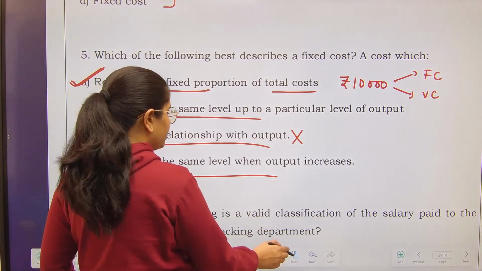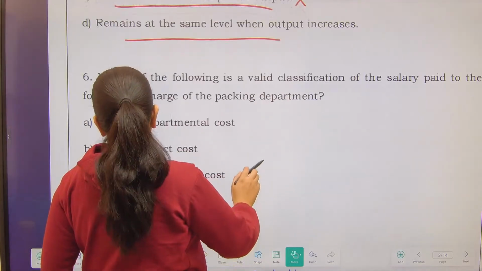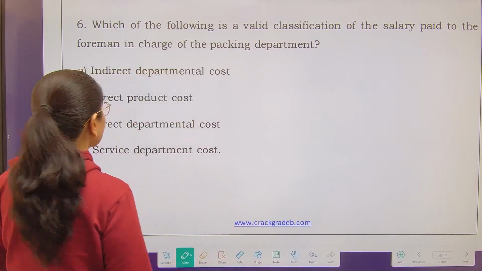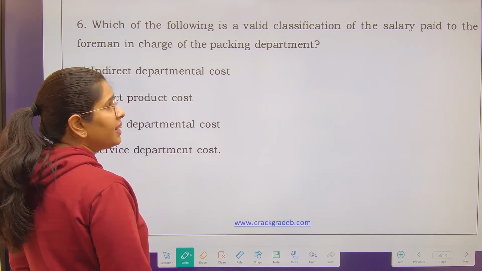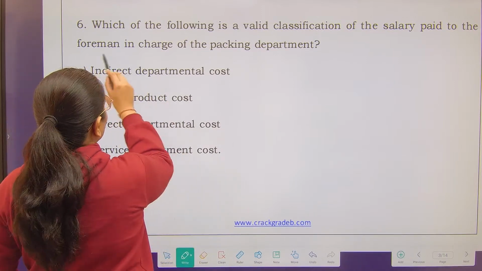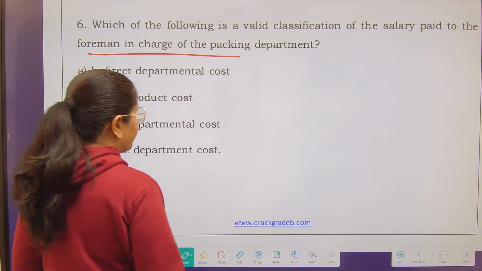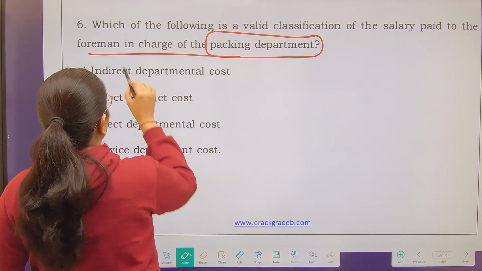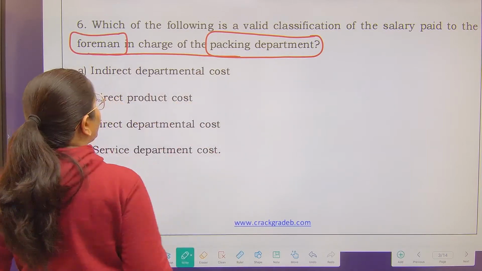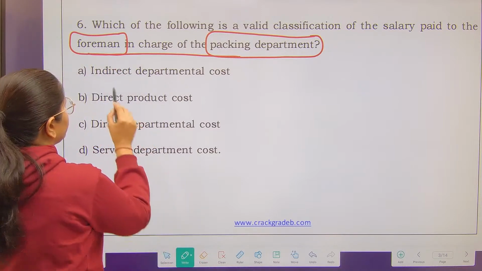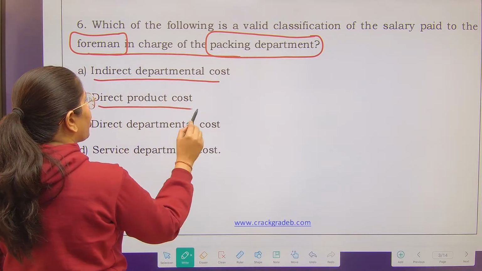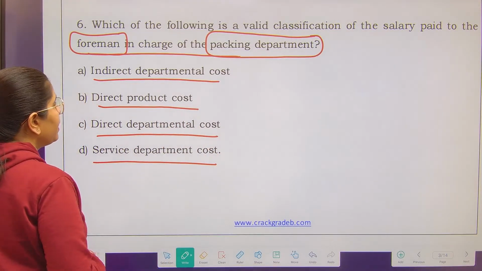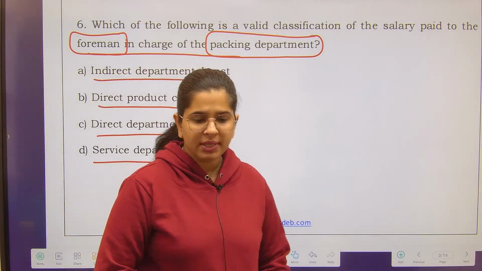Now next is question number 6. Which of the following is a valid classification of salary paid to the foreman in charge of the packing department? Now, in the packing department, you are giving the salary to the foreman. What would it be? Indirect departmental cost, direct product cost, direct departmental cost, or the service department cost? Tell me the answer for this.